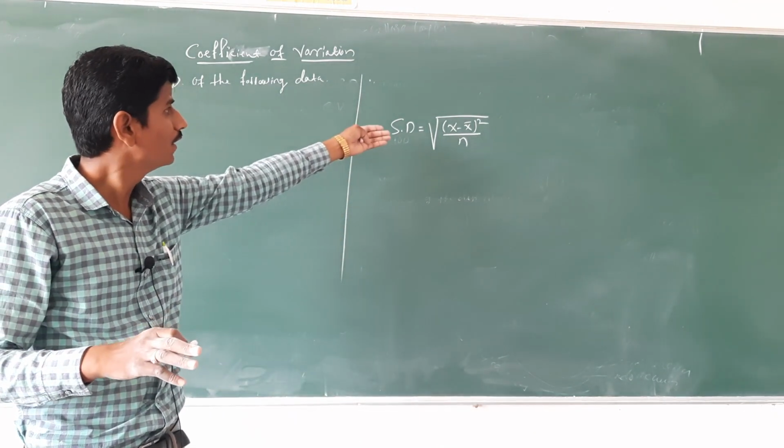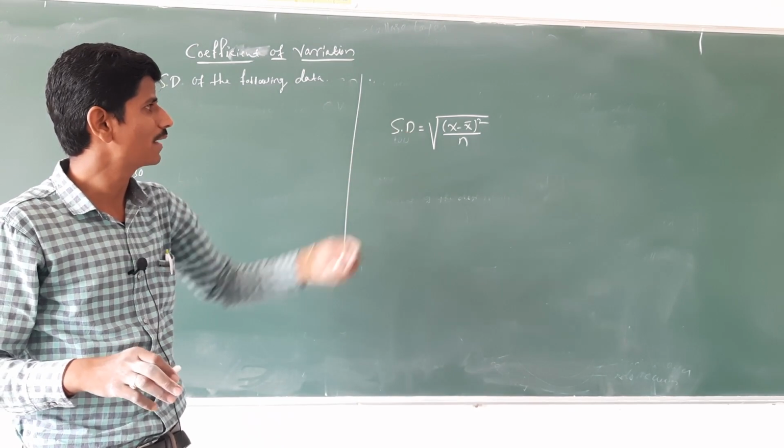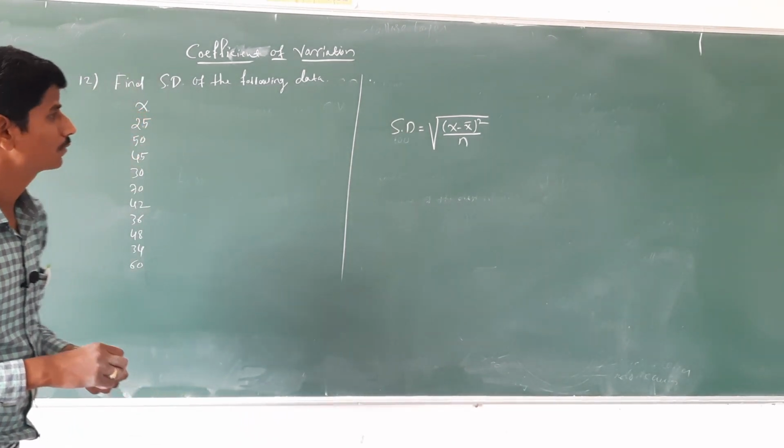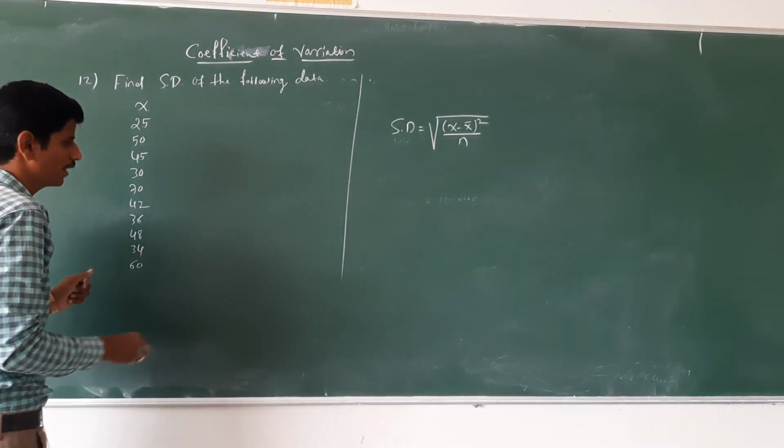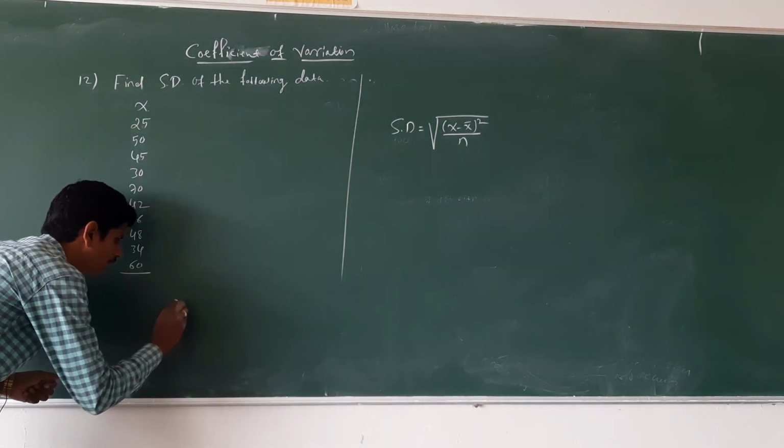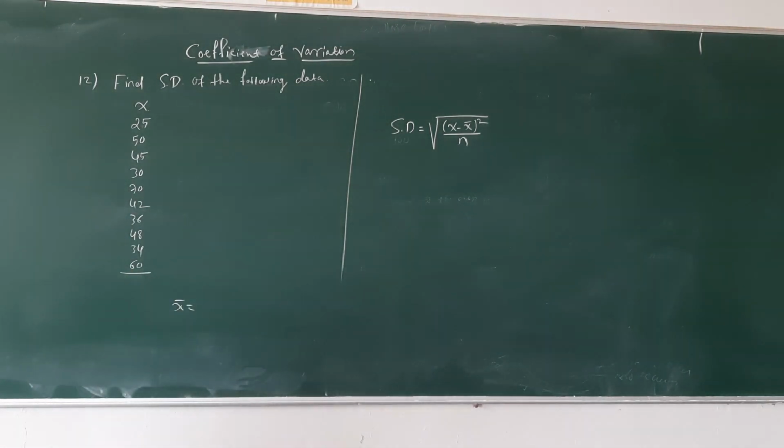I am using the standard deviation formula, under root of sum of x minus x bar whole square by n. You need the x bar value. What is x bar? Here x bar equal to sum of x by n.